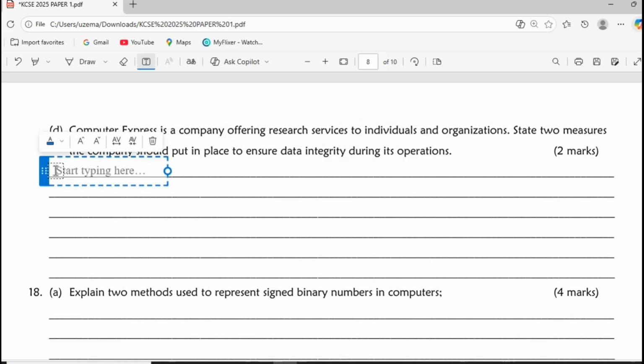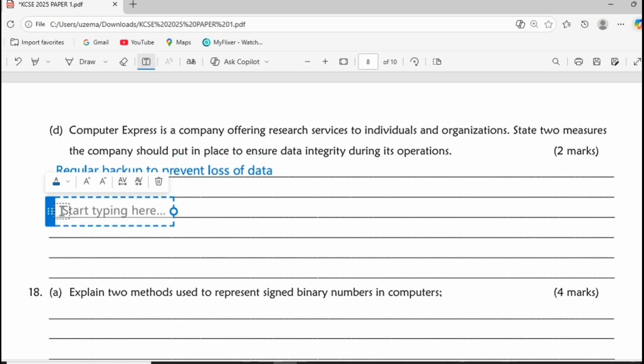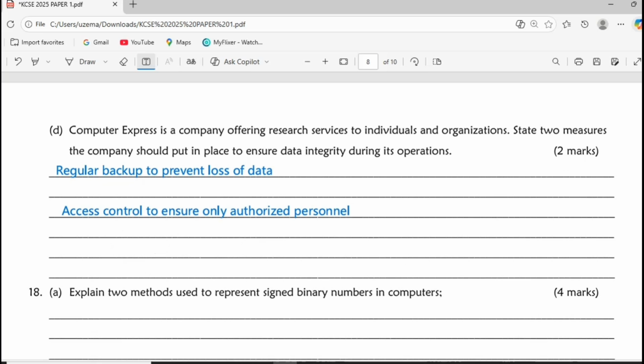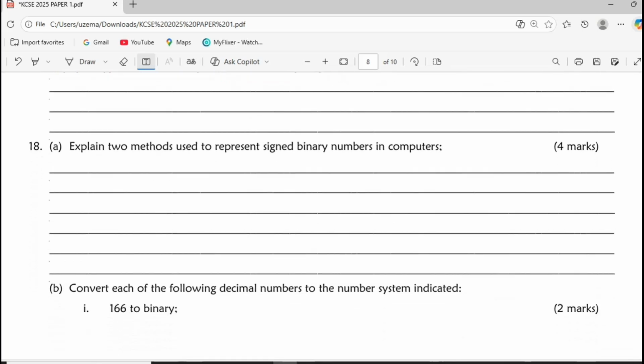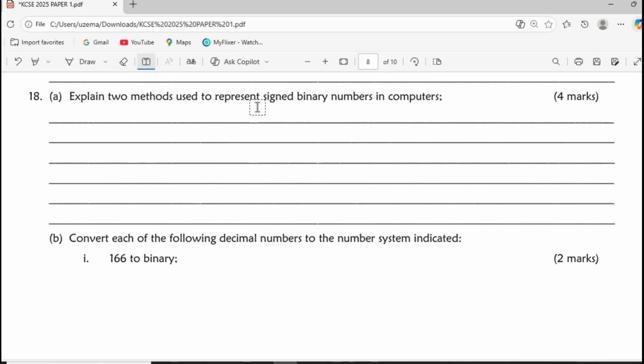Part D, the question is: Computer Express is a company offering research to individuals. Measures that the company should put in place to ensure that there is data integrity. One measure is regular backup of data, and once the data has been backed up regularly, it will prevent any data loss. Two, the company should ensure it has access control to its information. Only authorized people are allowed to access information.